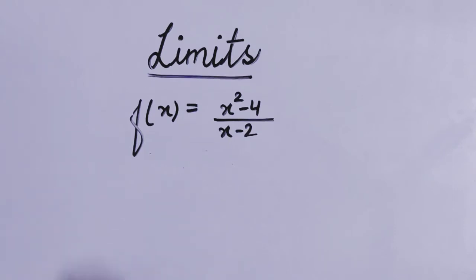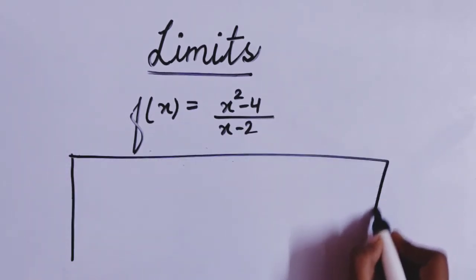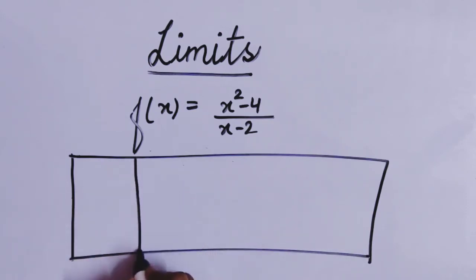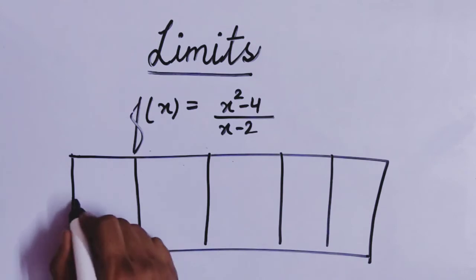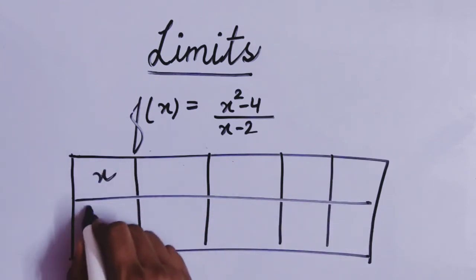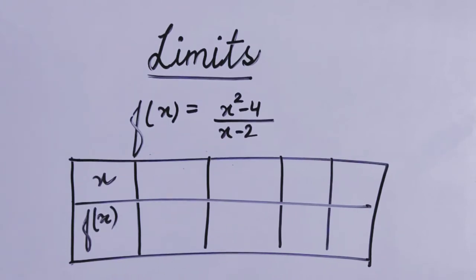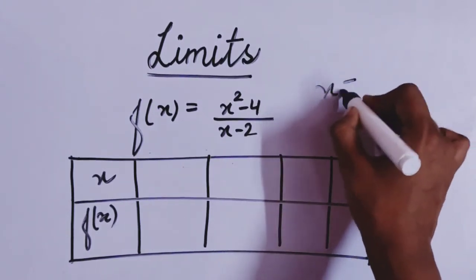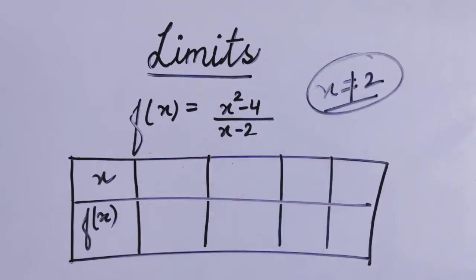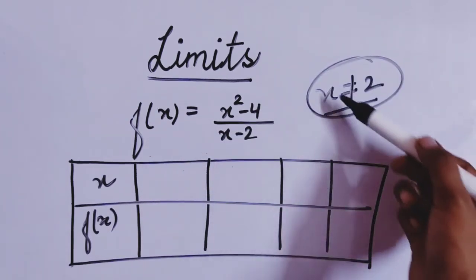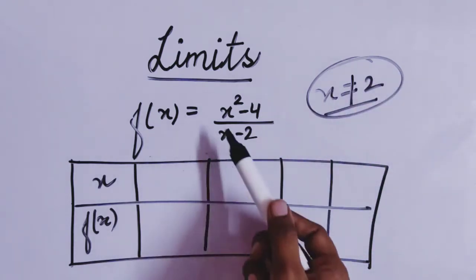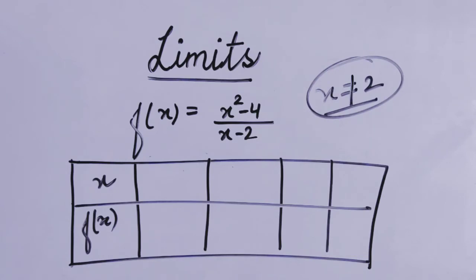Fine. So I am making a table over here. See, this is your x and this is your value of function at x. I am not taking the values which are equal to 2. So it means x will not be equal to 2, because the function is not defined at 2. So I am taking values which are very close to 2 but not equal to 2. So I am taking the values which are less than 2.